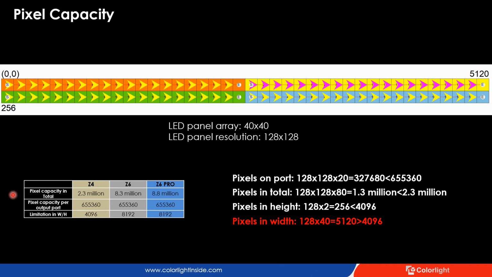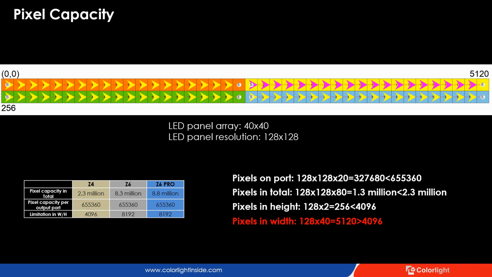If you look at the small table here in the Z4's column, the total pixel limitation is 2.3 million, pixels per output port is 655,000, and the limitation in width or height is 4096.